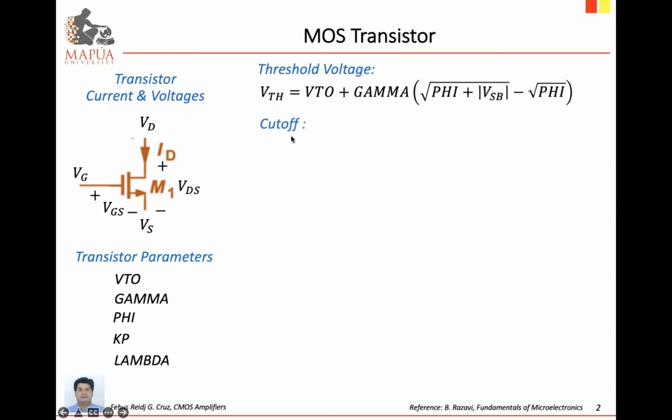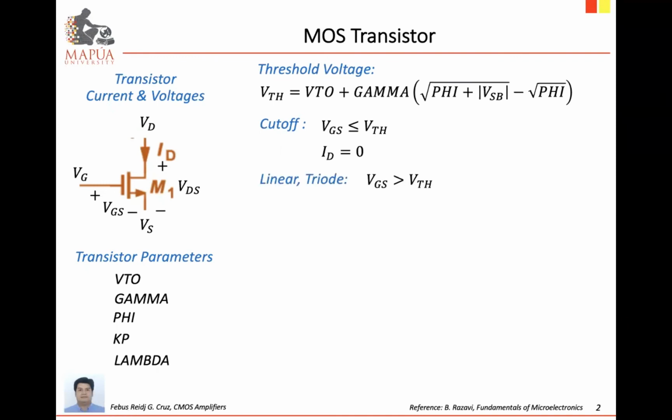And cutoff, so you have to determine first the threshold voltage. Then afterwards, we are going to compare the VGS with the threshold voltage. So when the VGS in the circuit is less than or equal to the threshold voltage, we are going to consider the transistor being operated in the cutoff. And the drain current will automatically be considered as 0.